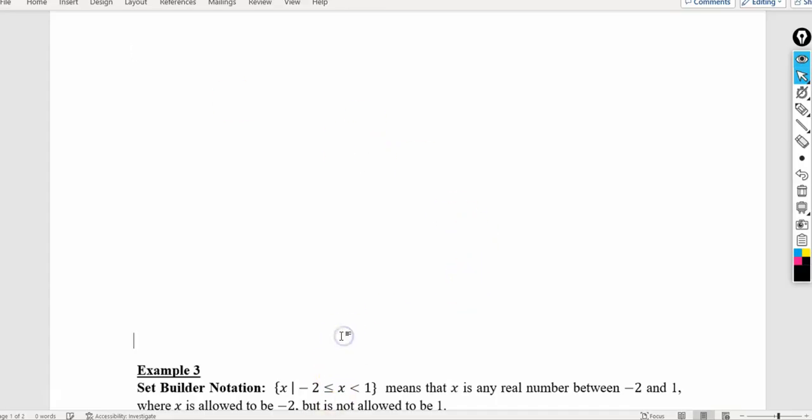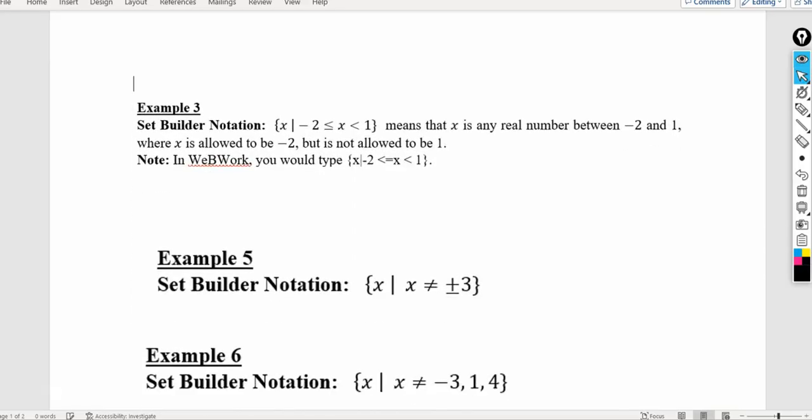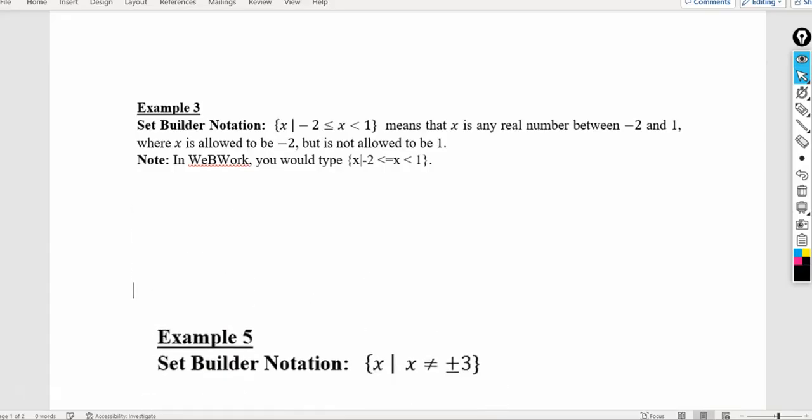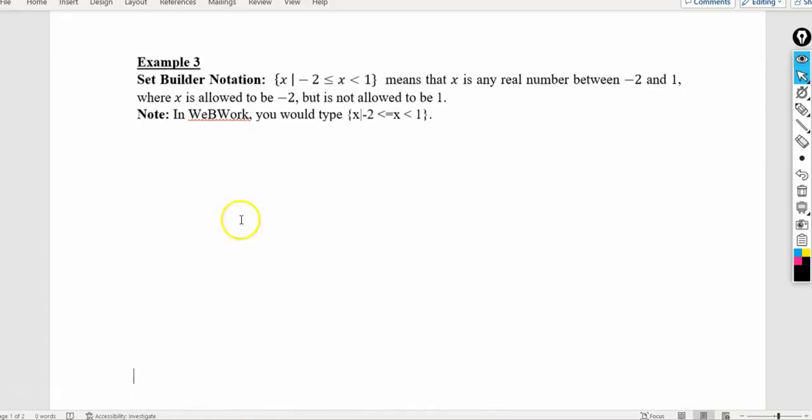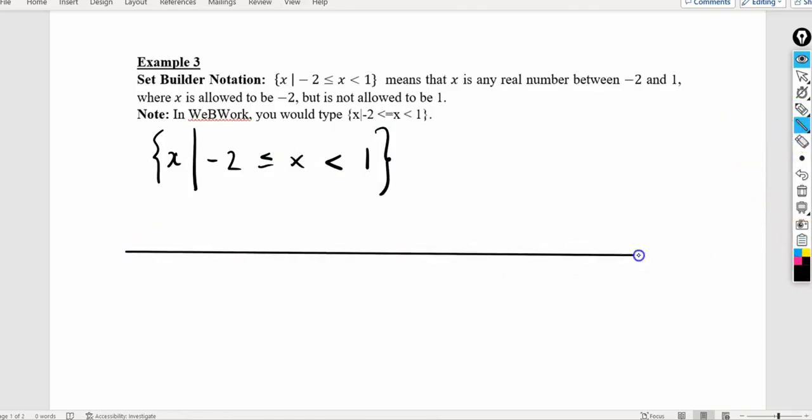Okay, so now let's look at the next. What is this one saying? Let's see if we can get this in interval form if we're given the set builder notation. If I was asked to put this in interval form, let's get it on the number line first.